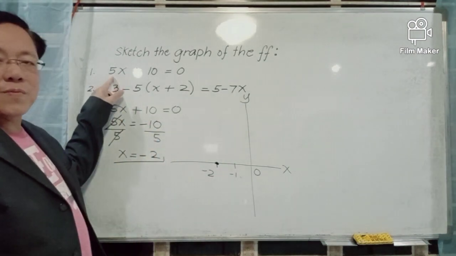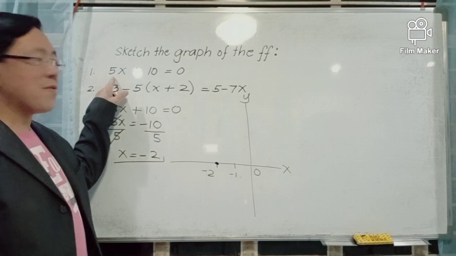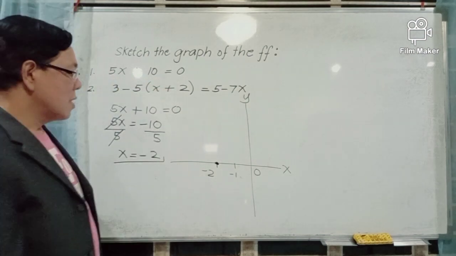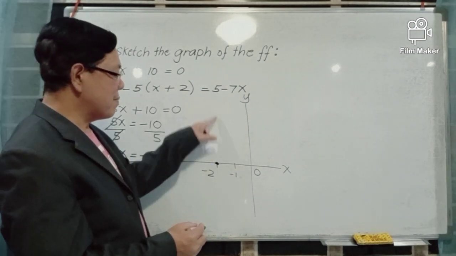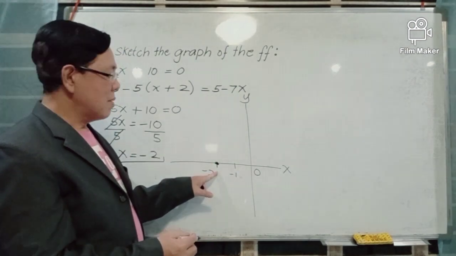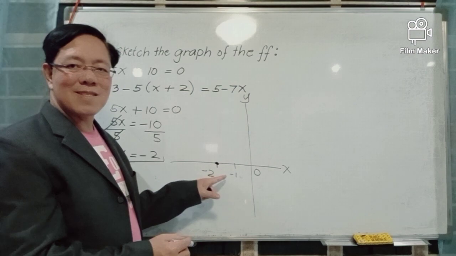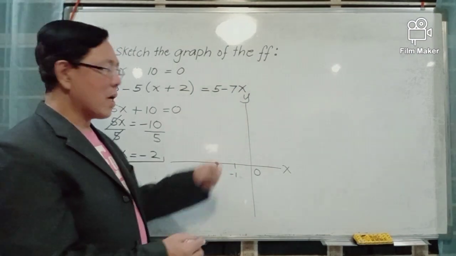And the graph of this linear equation 5x plus 10 equals 0 is a vertical line. Construct a vertical line passing through this point, perpendicular with the x-axis and parallel with the y-axis.